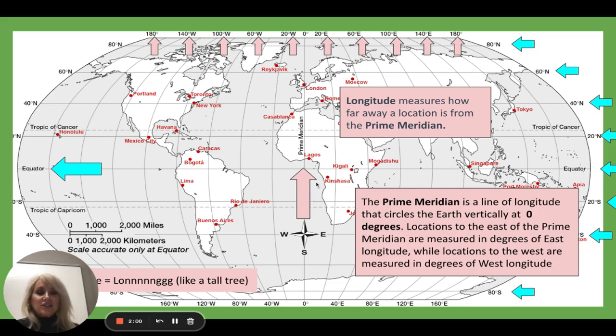So locations to the east or to the right of the prime meridian are measured in degrees of east longitude, while locations to the west or to the left of the prime meridian, so this side of Earth, are measured in degrees of west longitude. And the way I remember longitude is long equals long, like a tall tree.